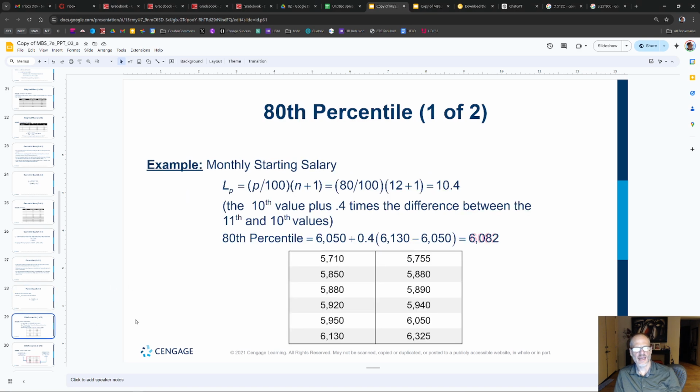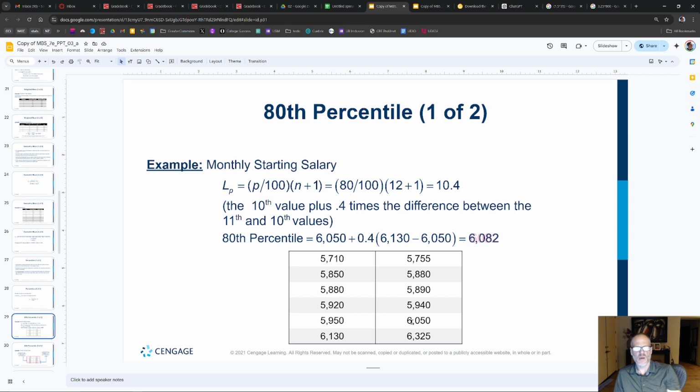And then the 80th percentile. So we would add 80 over 100 for these 12 items. It'd be 12 plus 1. It'd be 10.4. And so 10.4, we have 1, 2, 3, 4, 5, 6, 7, 8, 9, 10.